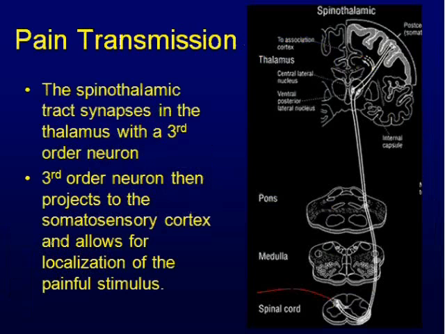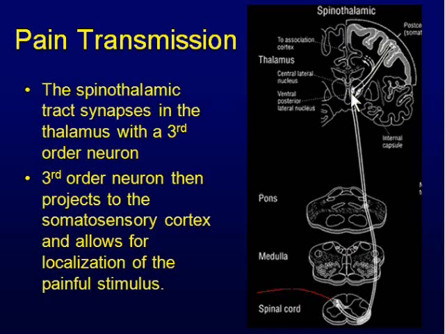Now let's review the spinothalamic tract. Now this one has three neurons. You have the first order peripheral neuron, which is giving the painful stimulus, if you will, through an A delta or C fiber. It moves into the dorsal horn and then synapses with a second order neuron, which relays that information to the thalamus, at which point there is another synapse with a third order neuron, and then the painful stimulus is projected to the somatosensory cortex, and this allows you to localize or perceive the pain.